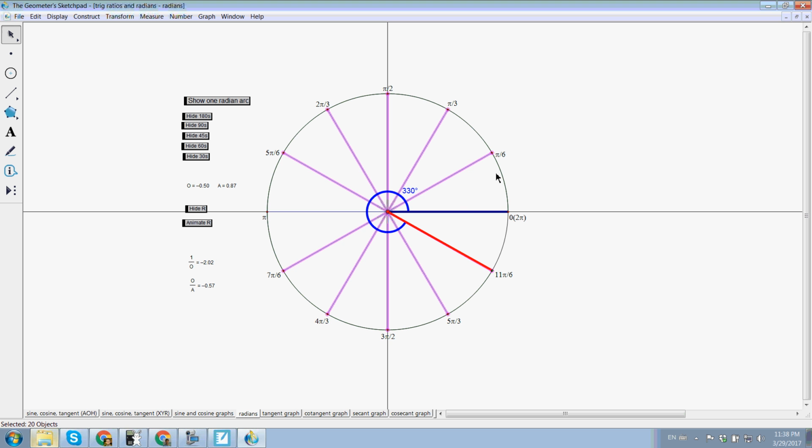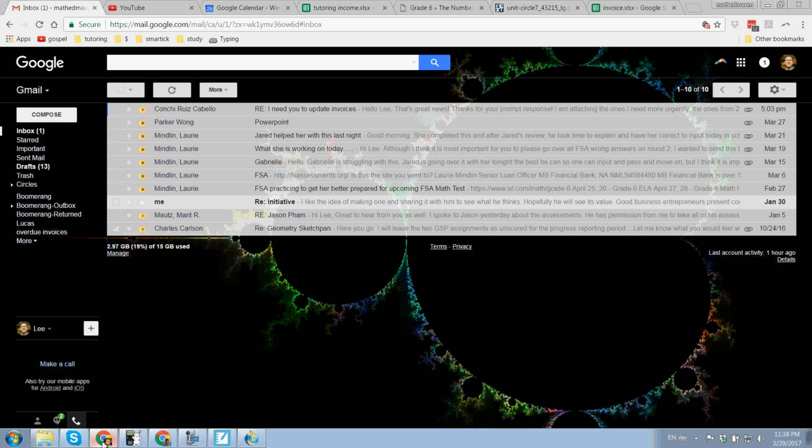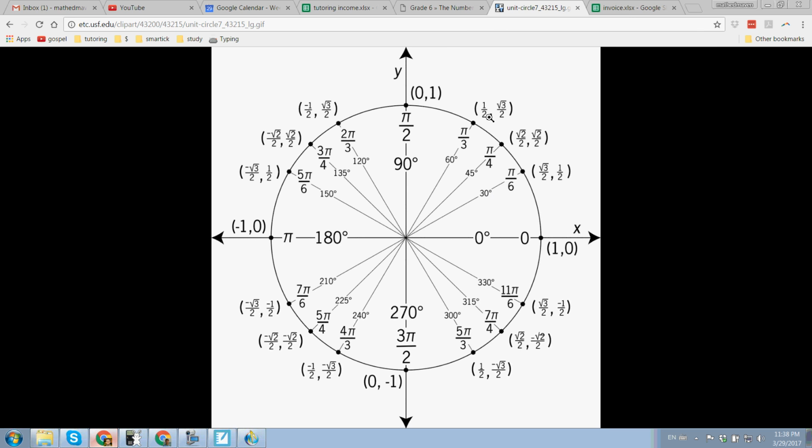So these are what this unit circle thing was talking about. Pi sixths, pi fourths, pi thirds, pi, all those. They're just multiples of 30 or multiples of 45. Now, in another video, I will show you where these coordinates come from. Super, super easy.